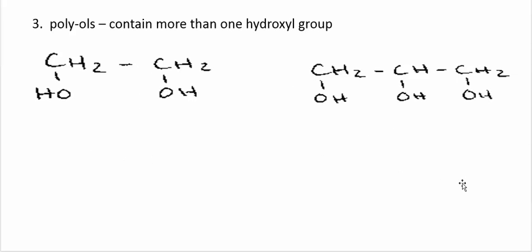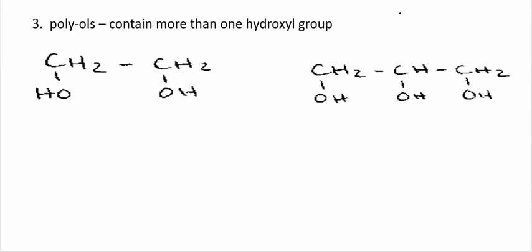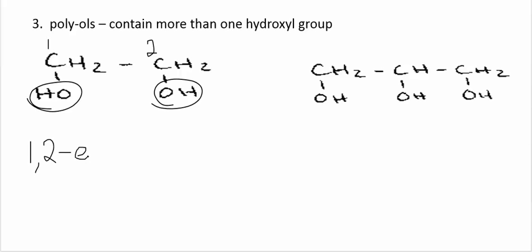Polyols contain more than one hydroxyl group. So in this first example, we have a 2-carbon chain with hydroxyls on carbons 1 and 2. So I would name this 1, 2, ethane, and since there are 2 hydroxyls, diol. 1, 2, ethane diol.